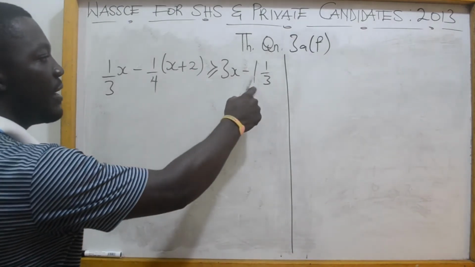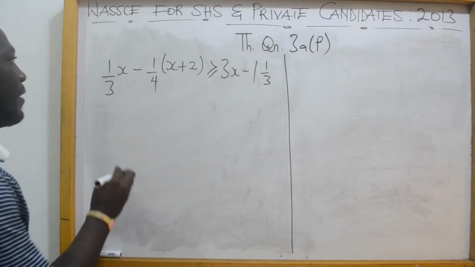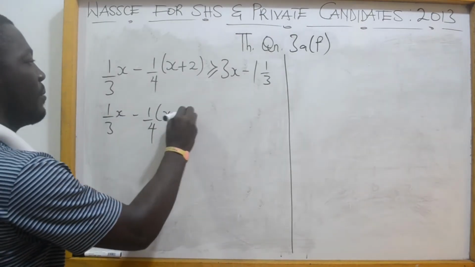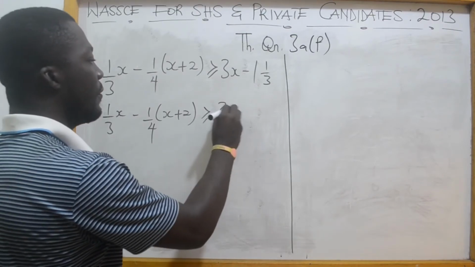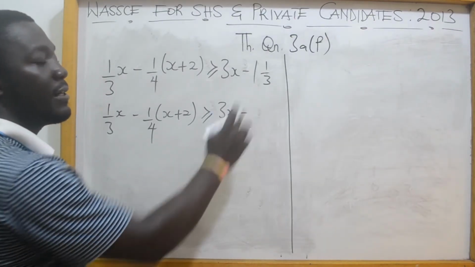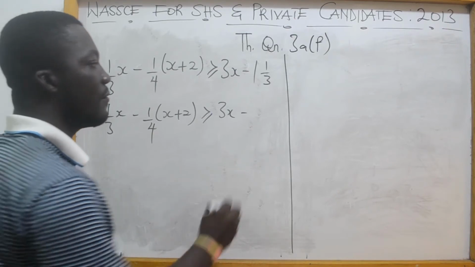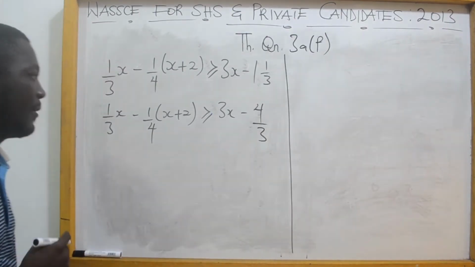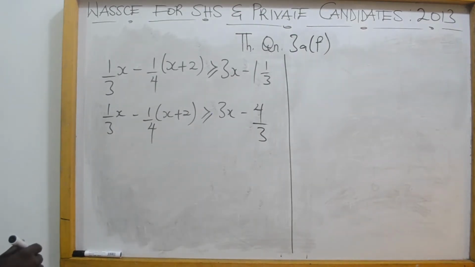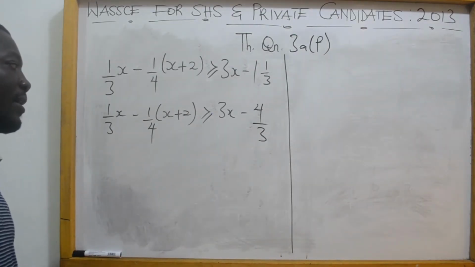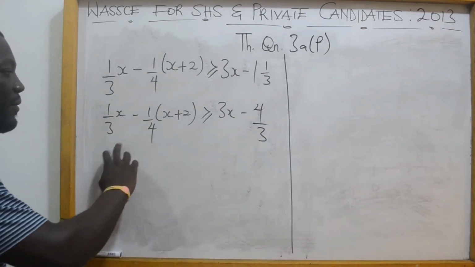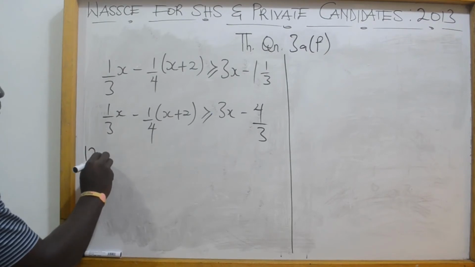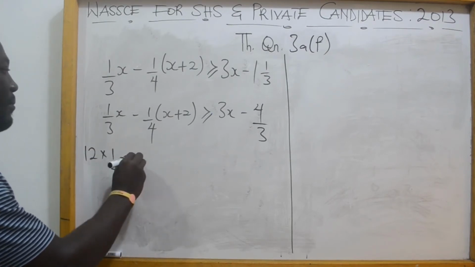First of all, let's convert the mixed fraction to an improper fraction. We have 1/3 x minus 1 out of 4, x plus 2, greater or equal to 3x minus 3 times 1 is 3, plus 1, 4. So minus 4 out of the denominator, which is 3. Then we find the least common denominator among 3 and 4, which is 12.